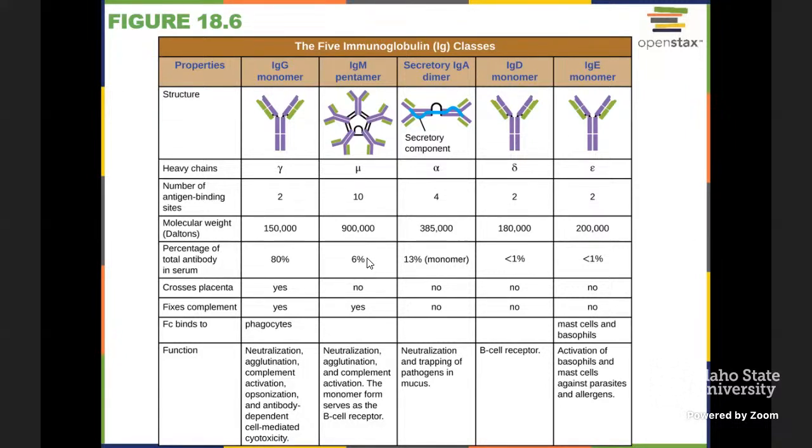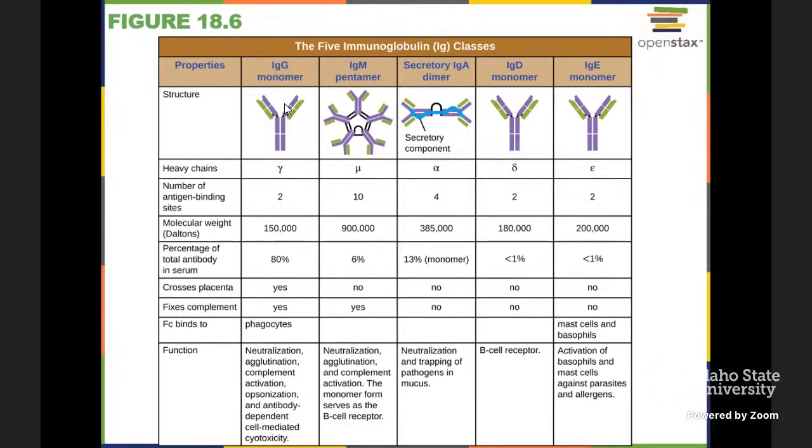IgM, a little bit lower. These two are super important, all right? In the secretions, the dimer; in the circulation, monomer, about 13%. And then the D and E, much lower. With this, it's going to be elevated if there's a parasitic or allergic reaction, but in normal situations, low, all right? So now for the details.